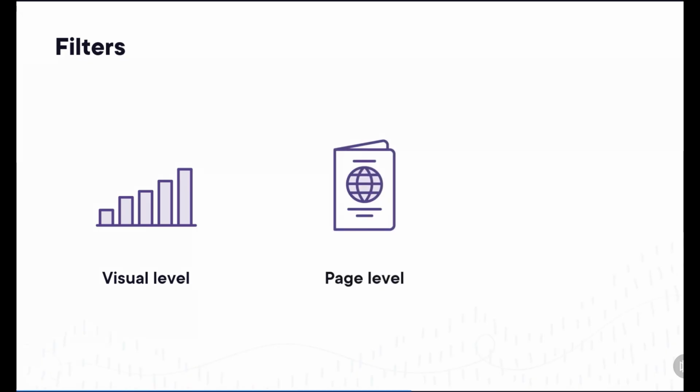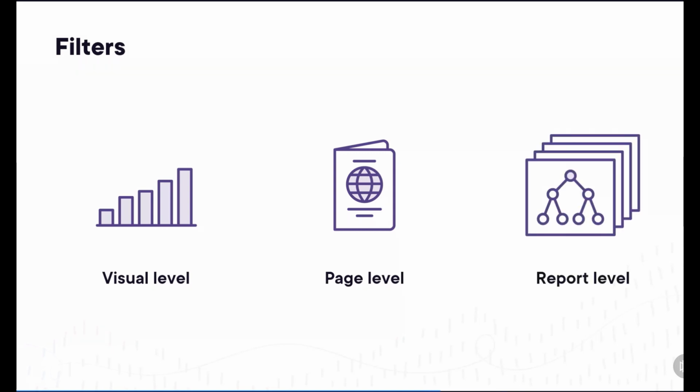Filters in Power BI enable you to control the data that is displayed in your visuals. You can apply filters at different levels: visual, page, and report. Visual level filters. They apply to a single visual, allowing you to refine the data displayed in that specific chart or table. Page-level filters. They affect all the visuals on a particular report page, useful for creating page-specific insights.